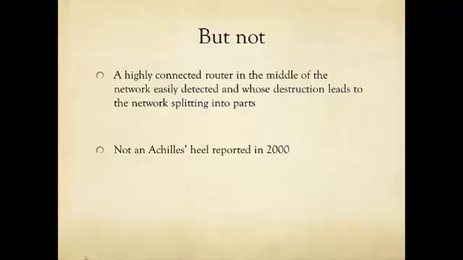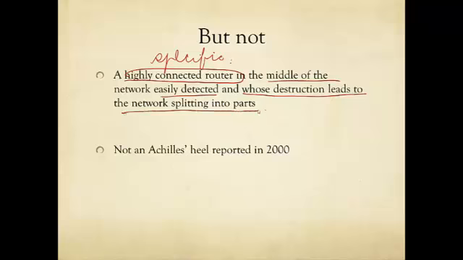And this specific vulnerability has the following issues. There is a highly connected router in the middle of the network. It can be easily detected, and if you destruct this router, then the whole network will split into many parts.